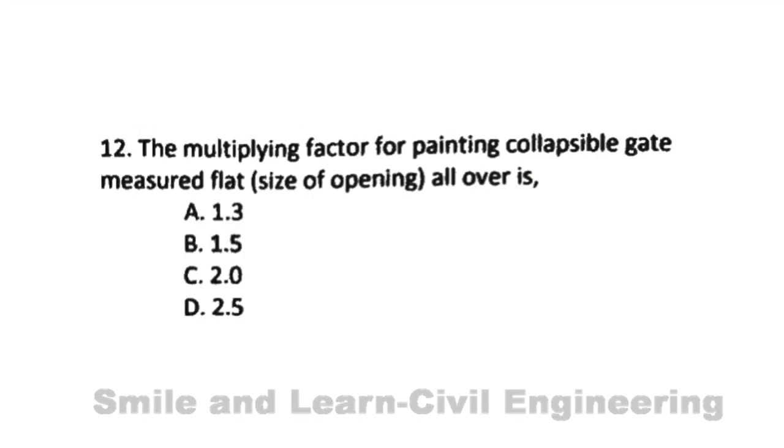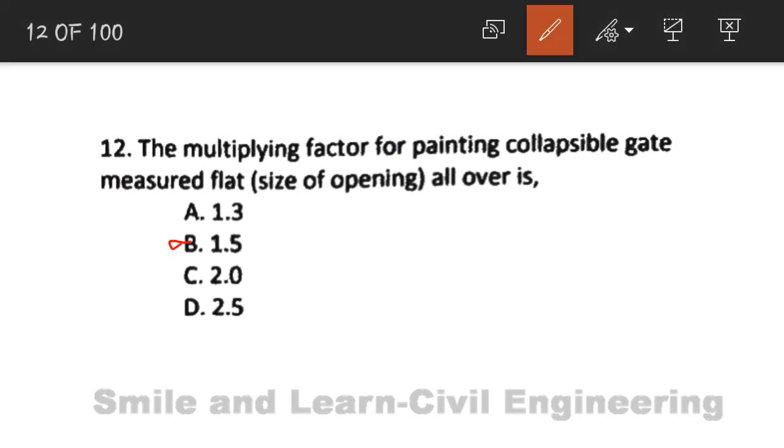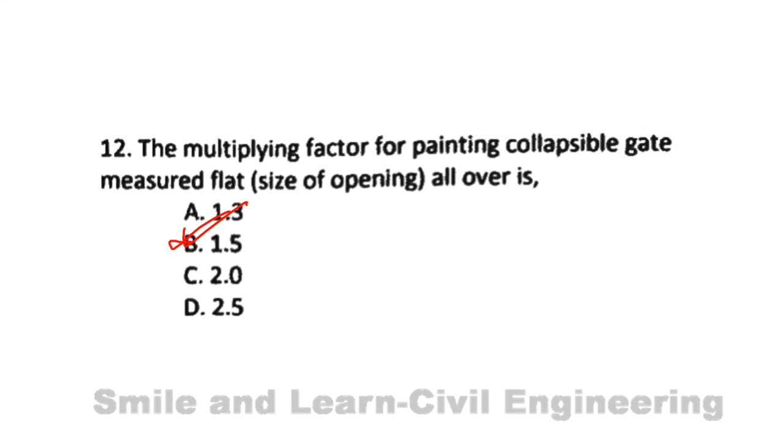The multiplying factor for painting collapsible gate measured flat all over. So all over it is 1.5 for each side. Okay. You see, these are the things. This is one of the things from estimate. So you will have to study this part. Okay. This is very important.